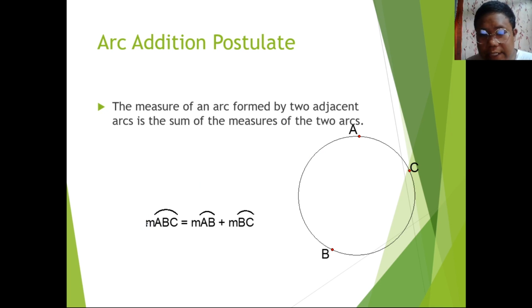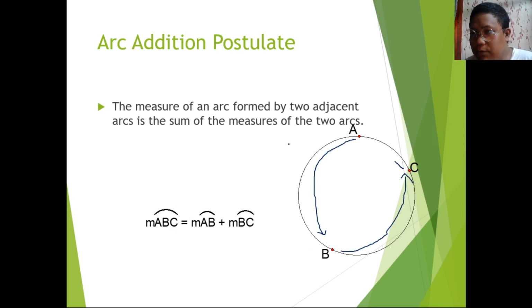For example, this is the measurement of arc ABC. That M means measurement, or the measure. The measure of arc ABC, or the measurement of arc ABC. Arc ABC is the major arc. So the measure of the major arc ABC is equal to the measure of arc AB plus the measure of arc BC. AB plus BC, when you combine them, equals the measure of arc ABC.